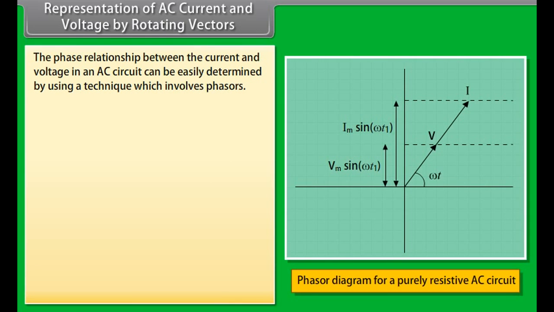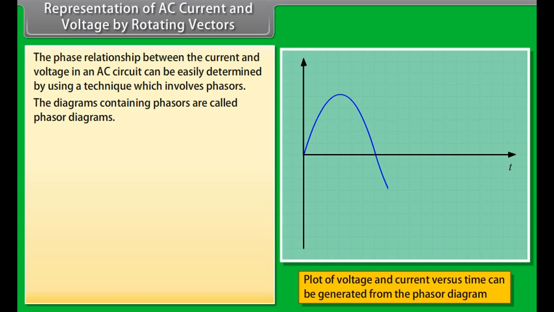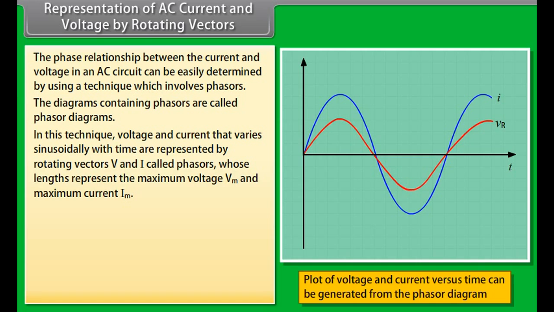Hence, the instantaneous voltage is given by E = 311 sin 314t. Power delivered to a resistor. The instantaneous power supplied to the resistor is given by PR = VI, which is the product of Vm sin ωt and Im sin ωt. It can be written as PR = Vm Im sin² ωt.